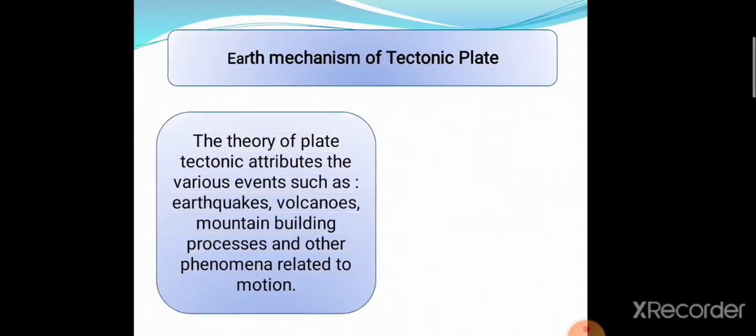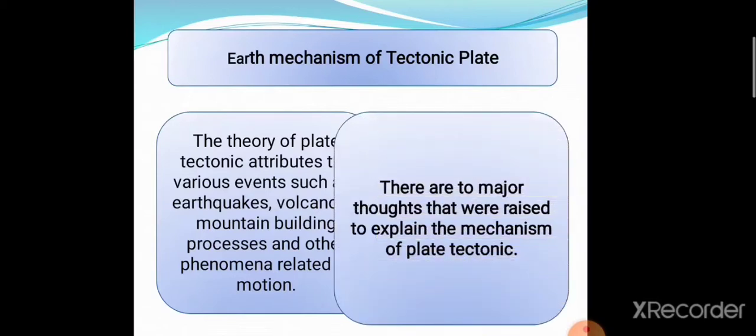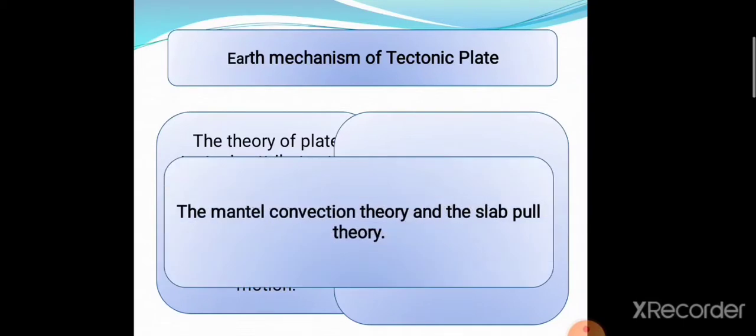Next is the mechanism of tectonic plate. So the theory of plate tectonics attributes various events such as earthquakes, volcanoes, mountain building processes, and other phenomena related to motion. There are two major thoughts that were raised to explain the mechanism of plate tectonics: the mantle convection theory and the slab pull theory.